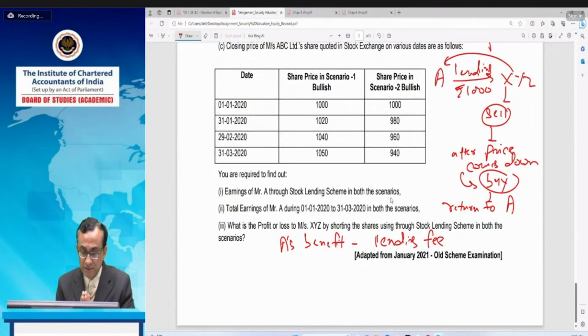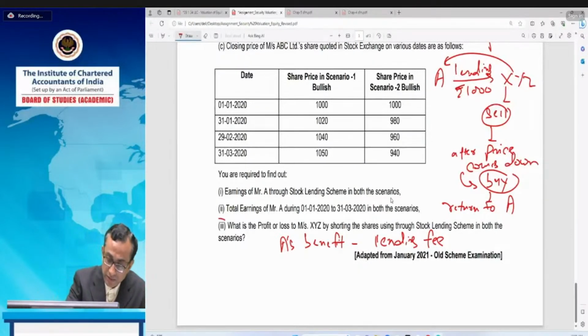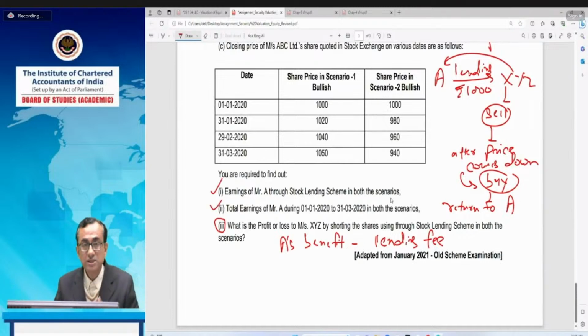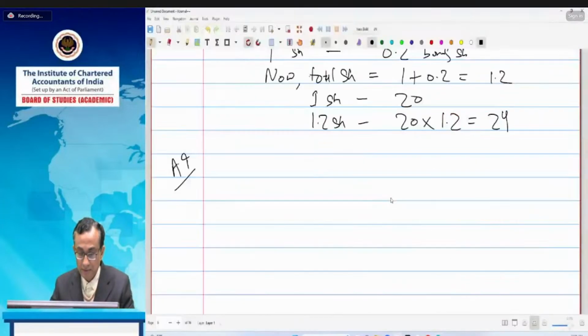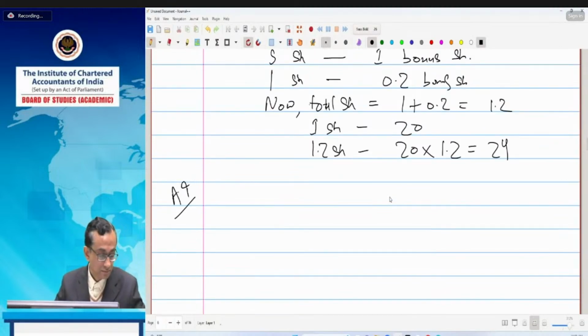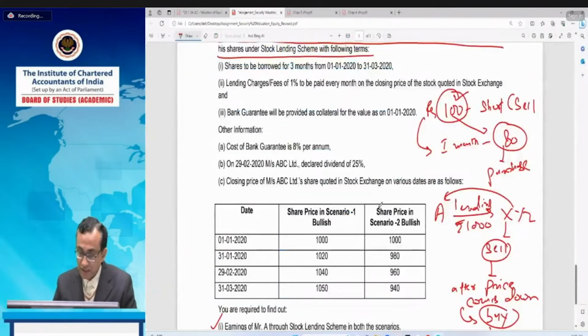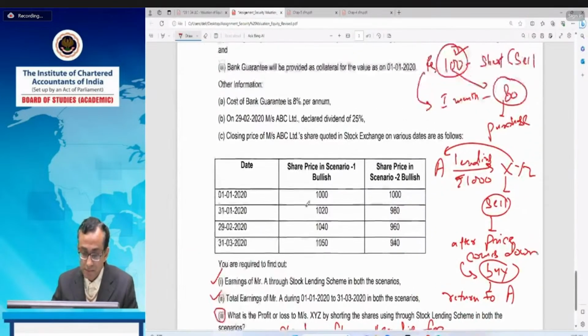I think it will be clear to you. The third point will be clear to you after we go through the first and the second point. Now let us calculate it. We have some sort of idea now of what this securities lending and borrowing is. Now let us approach the solution. If you see, there are two scenarios, bullish scenario 1 and scenario 2. So we have to consider all these situations.